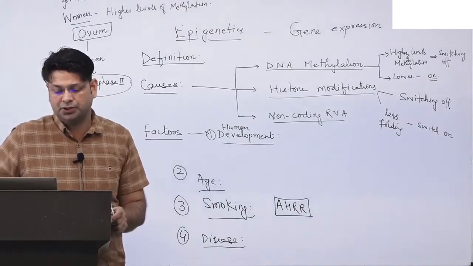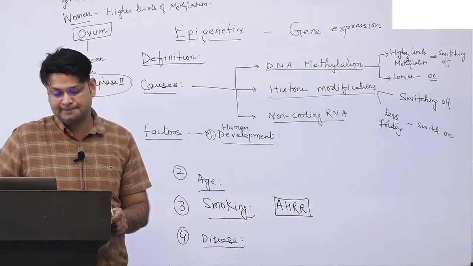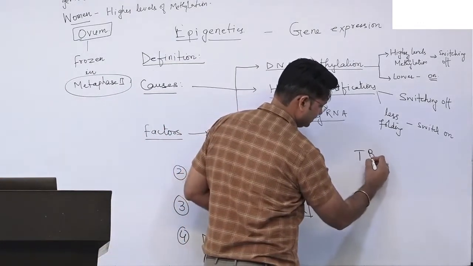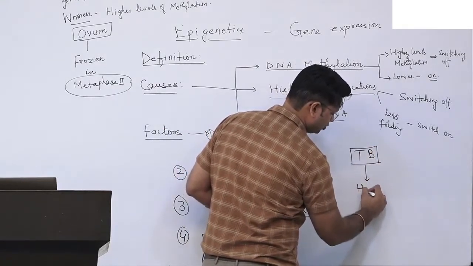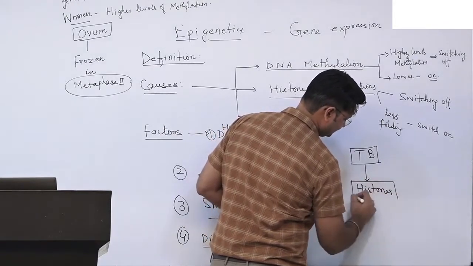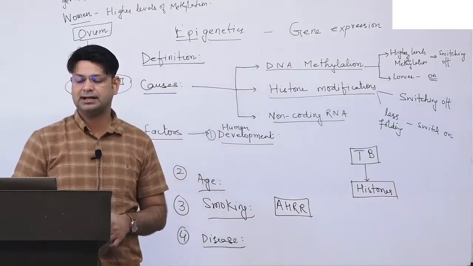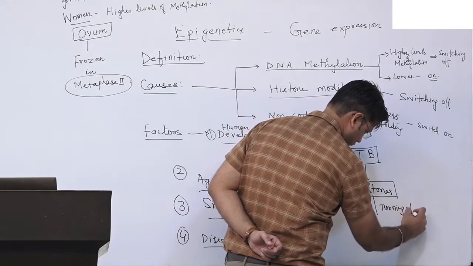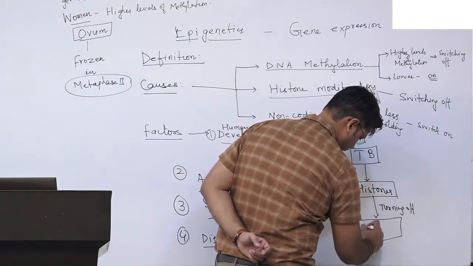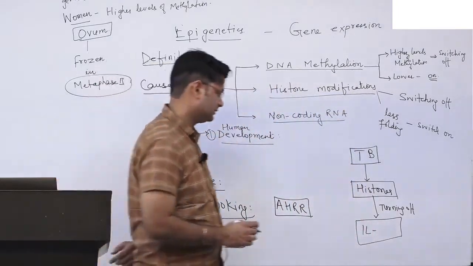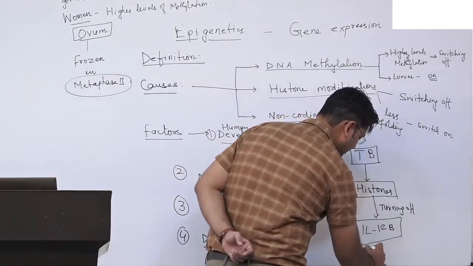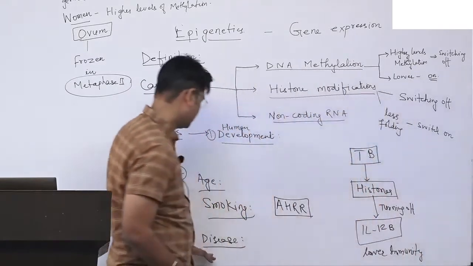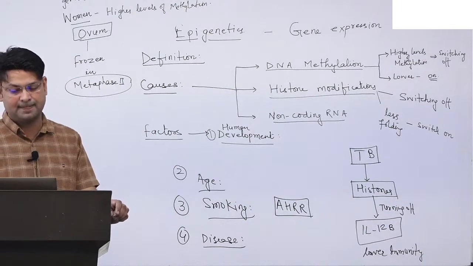You can understand that those with tuberculosis have lower immunity because of some changes in the histone protein, right? TB causes modification in the histone, and that is responsible for turning off one gene which is known as the IL-12B gene. And this is responsible for lower immunity among TB patients. That means they are susceptible to infection. This is another factor that can influence epigenetic changes, right?